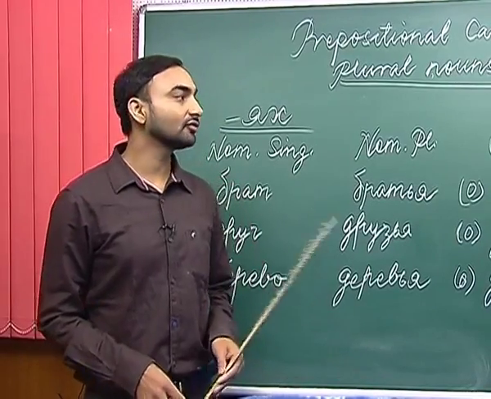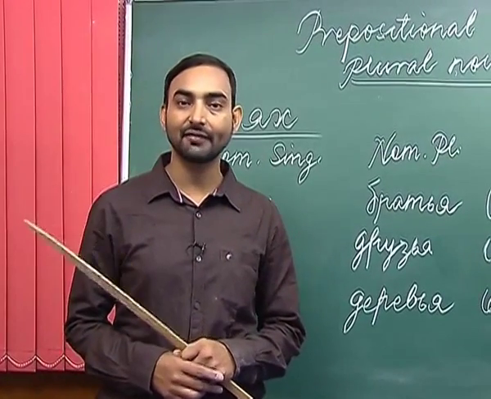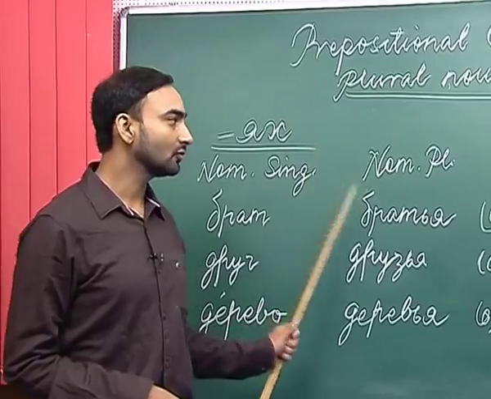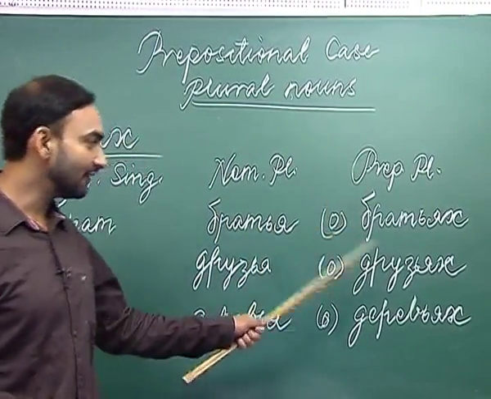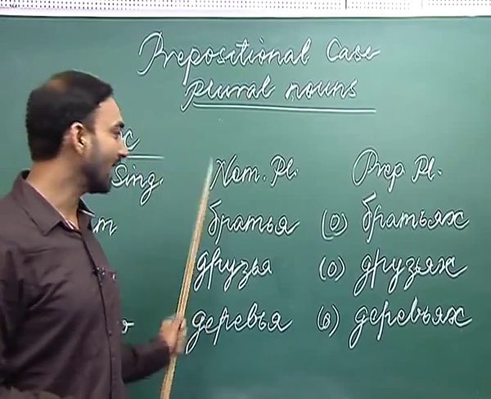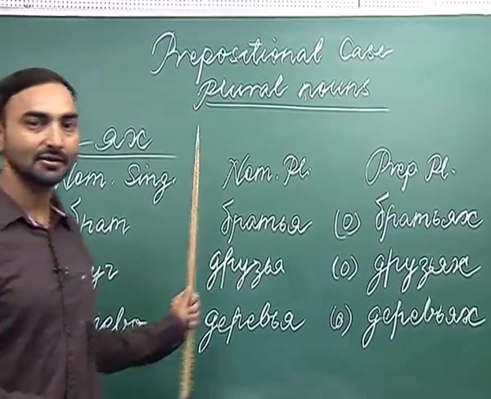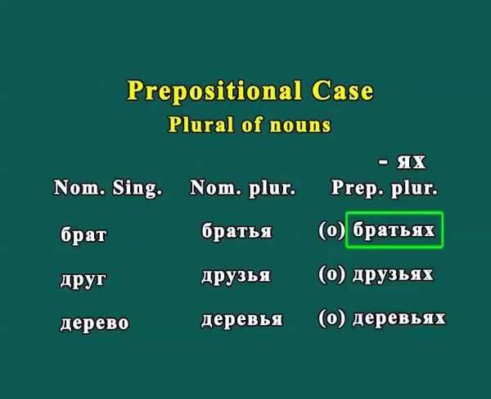In addition to the soft ending nouns, yach is also added to the nouns which have irregular nominative plural. For example, brat. Brat is nominative singular and the nominative plural of brat is bratya. So, what happens when we use bratya in the prepositional case? We will add yach at the end to get its prepositional plural. So, brat nominative singular, bratya nominative plural, and prepositional plural will be o bratyach.